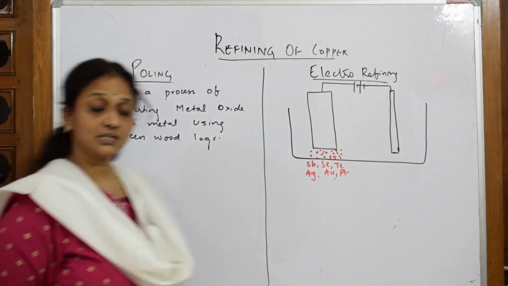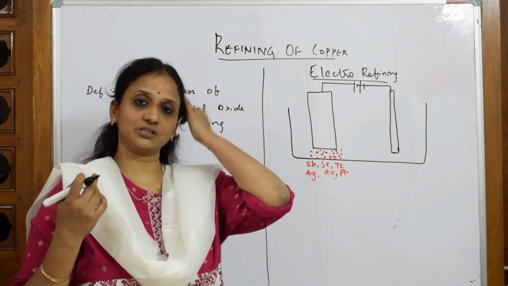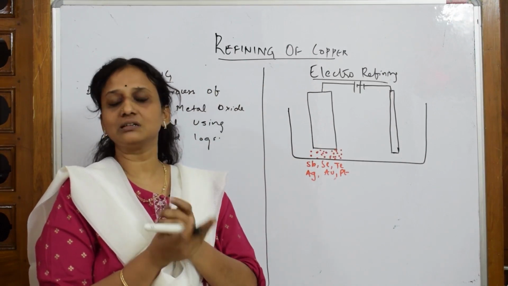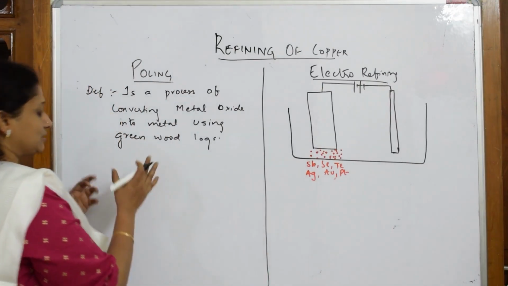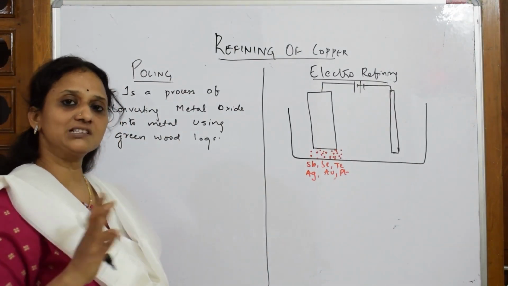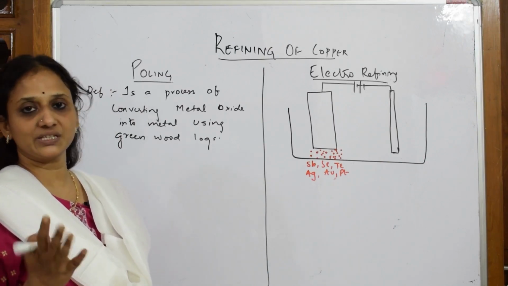Right, green wood logs. Now, basically, earlier when this electrolytic refining method was not used, they used to pick up this copper oxide, whatever we have gotten earlier in the process. They used to take this copper oxide and they're going to sprinkle some carbon powder on that. So, what is the use of carbon powder? It acts as a reducing agent.